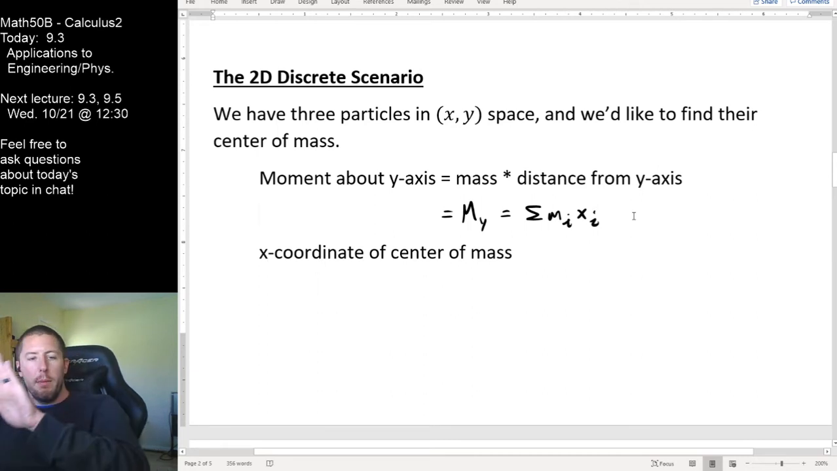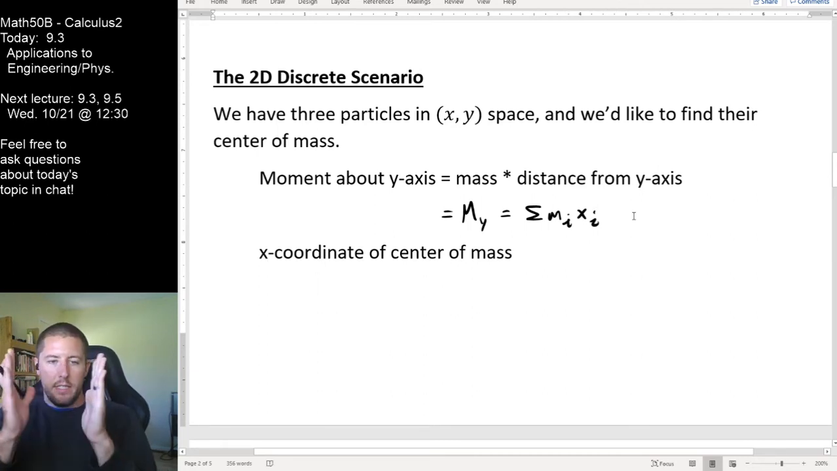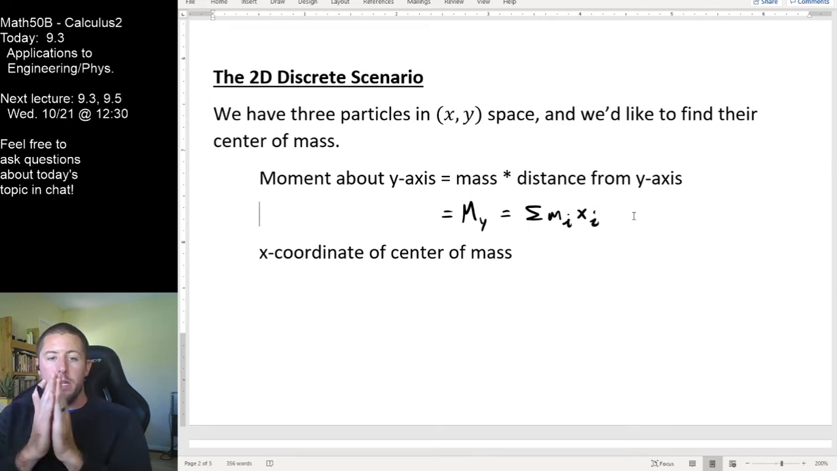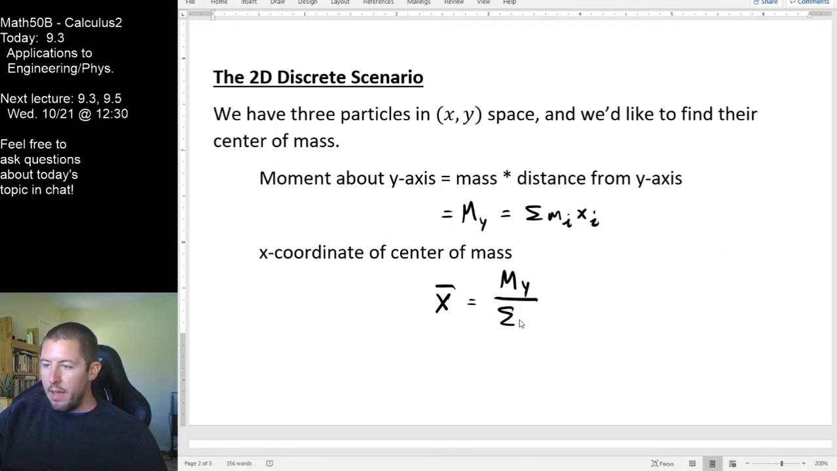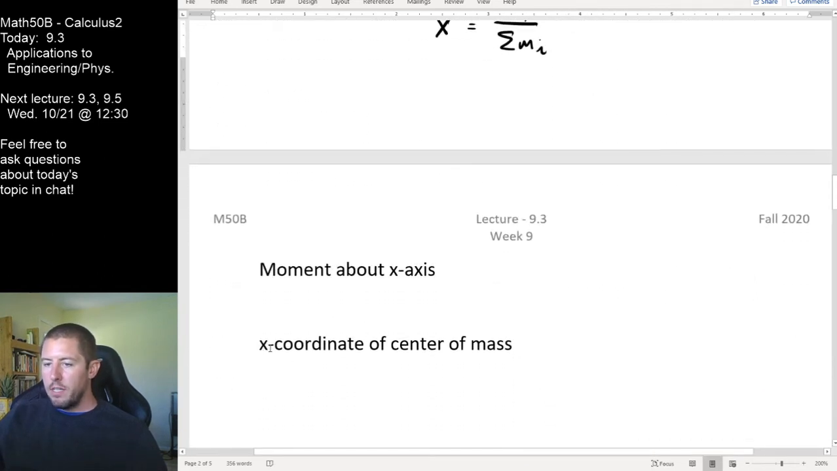If we're talking about our moment about the y-axis, then all of the distances that we're measuring are x distances, because x is how far you are from the y-axis. If this is the case, then what we're looking for is an x location for the center of mass out of our moment about the y-axis, because that's telling us how far you are from the y-axis. We're getting an x distance out of that. So the x coordinate of the center of mass should be our moment about the y-axis divided by the sum of the masses. And very, very similarly, I'll have to make the same adjustment right here.